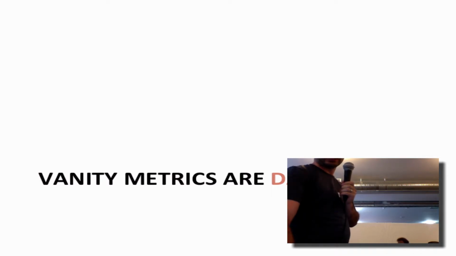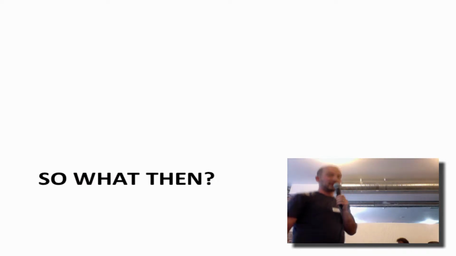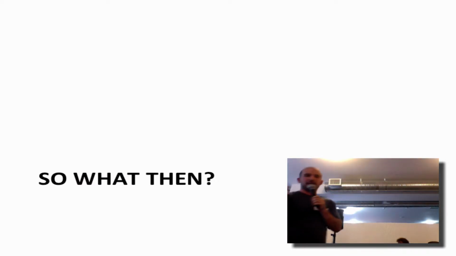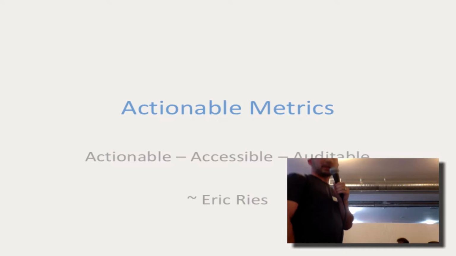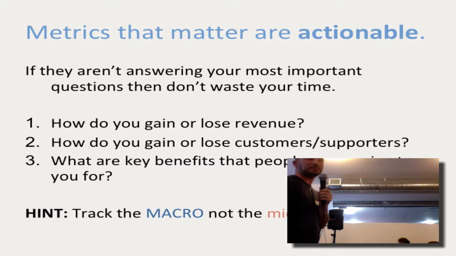So this sounds pretty depressing. What can we do instead of that? And the answer is something that, like I said, Eric Ries coined, actionable metrics, and there are the three A's of actionable metrics: actionable, accessible, and auditable. So let's break that down a little bit. Actionable metrics.